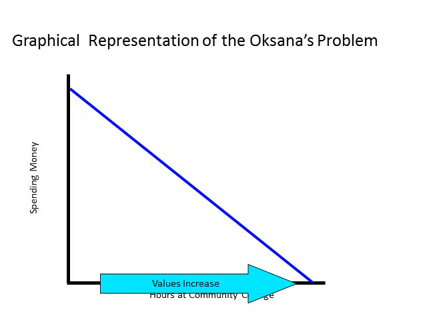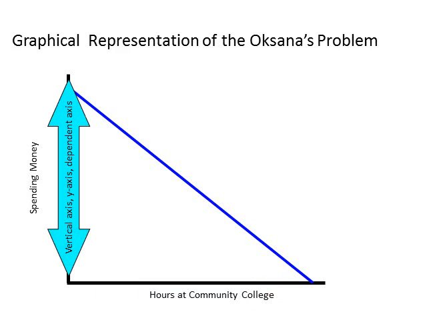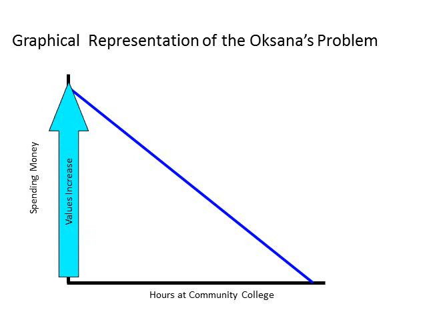The vertical line is called the vertical axis, the y-axis, or the dependent axis, and runs up and down. In this case, the vertical axis represents the amount of money that Oksana has to spend on other things than community college. Economists assume that as one moves from the bottom upward, the values will increase.